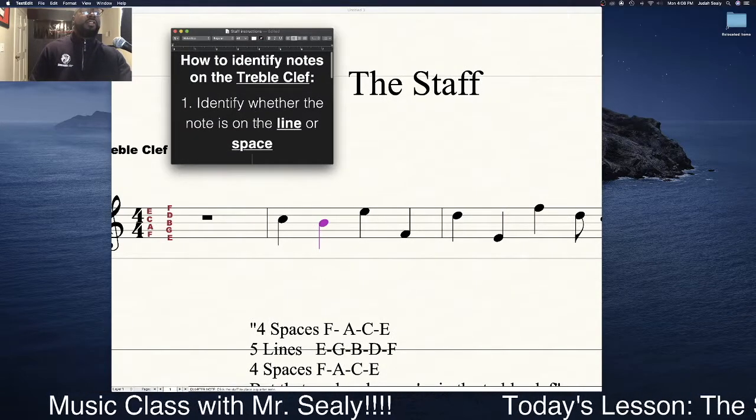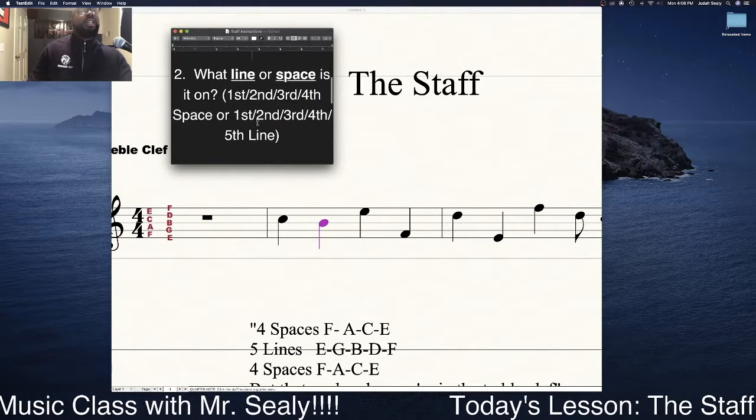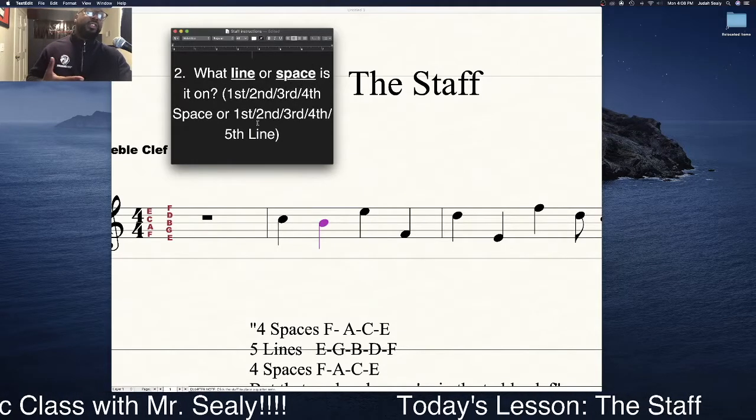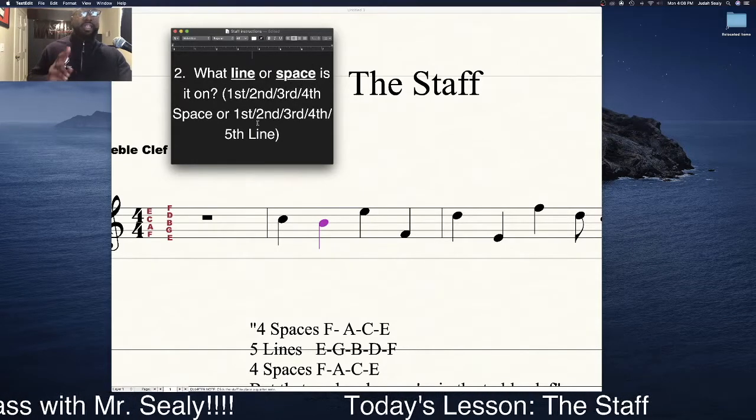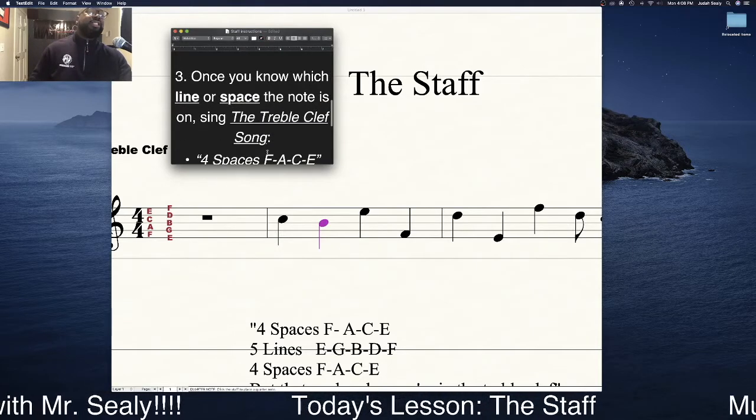Identify whether the note is on the line or space. That's step one. What line or space is it on? Is it on the first, second, third, or fourth space? First, second, third, fourth, or fifth line. That's step two. And step three is singing the treble clef song.